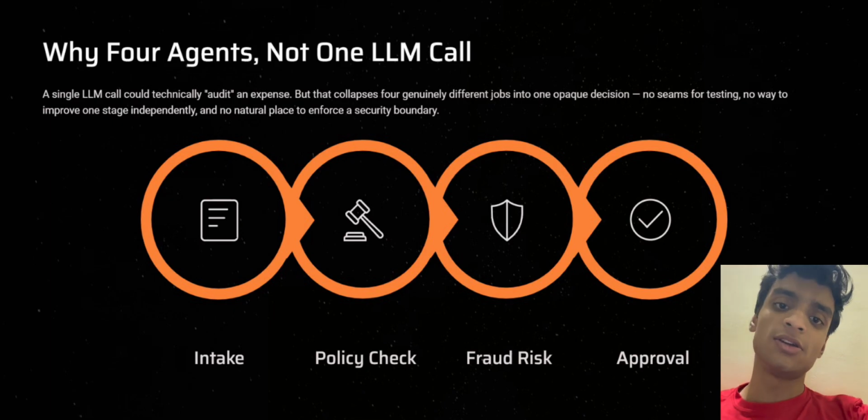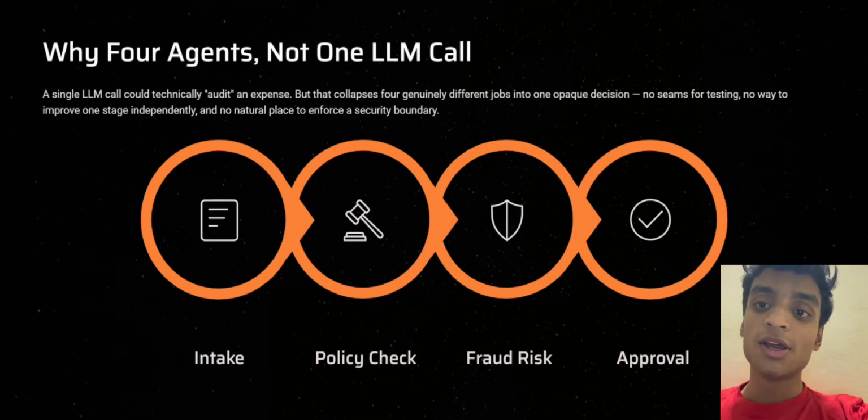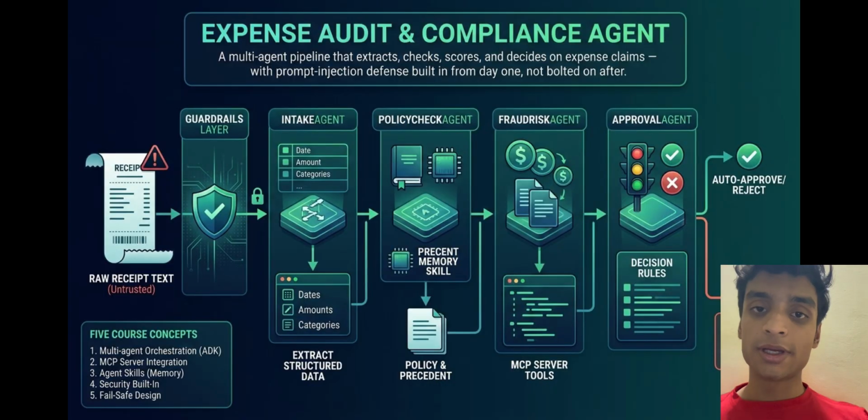Splitting this into four specialized agents fixes all these problems at once. Each agent has one job to do. They hand off through shared state, and I can test and secure each seam independently. This is what agentic design is actually for. Not doing one big task with an LLM, but decomposing a problem into stages where the decomposition itself does the work. Okay, let's move towards the architecture.